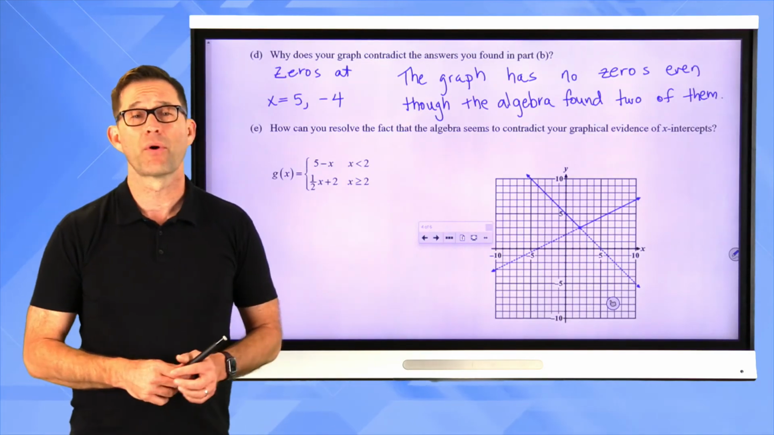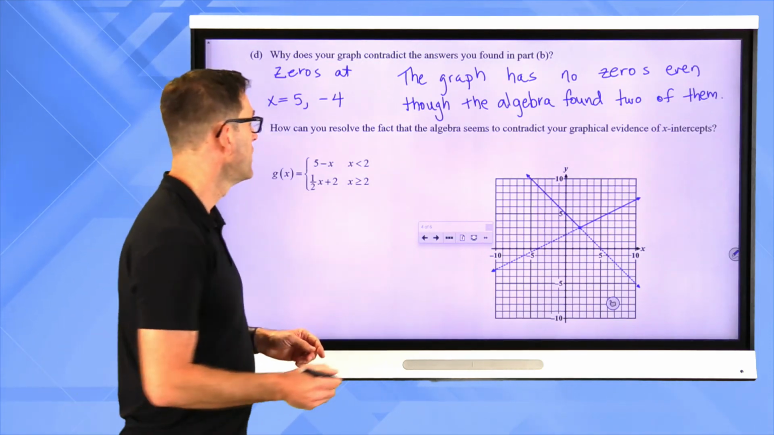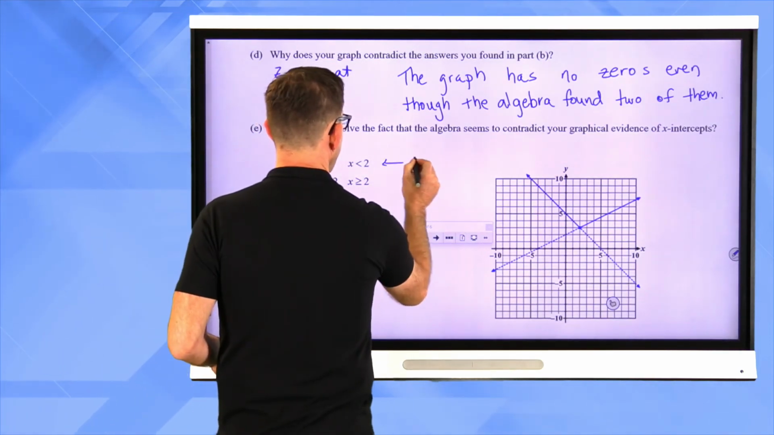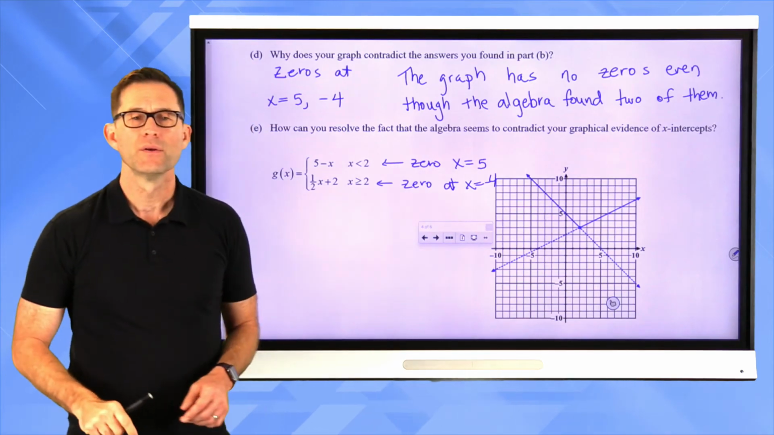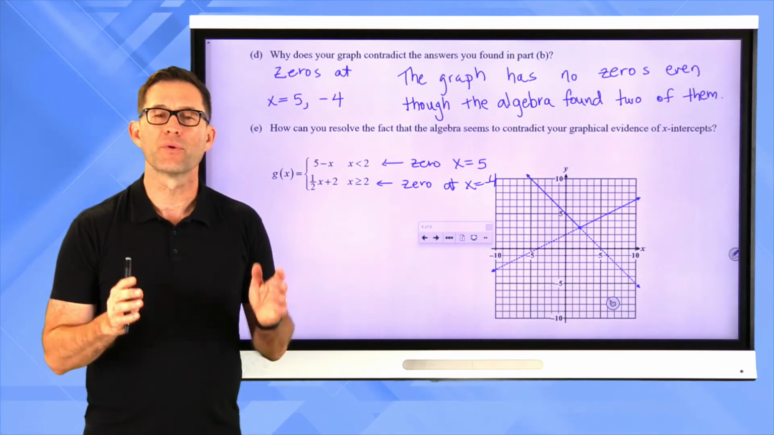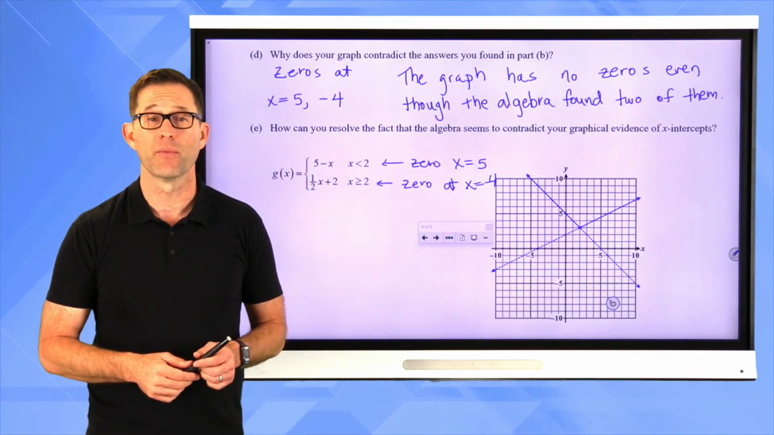So let's look at the final part of this problem, letter E. How can you resolve the fact that the algebra seems to contradict your graphical evidence of x-intercepts? All right, so keep in mind, in this particular formula, we had a 0 at x equals 5, and in this particular one, we had a 0 at x equals -4. So think about how we can resolve that conflict, that contradiction. Pause the video now and think about this for a moment.